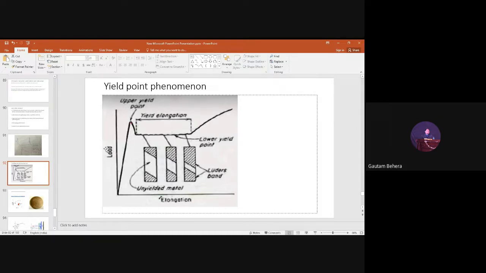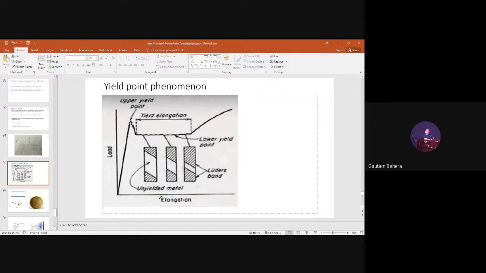You can convert the load into stress and elongation into strain. You know that stress is force by area, and strain is change in length by original length, right? So you'll get this kind of curve. You can see here, this is the upper yield point. In a normal stress strain curve, the curve will go like this, and finally it becomes strain hardened, and fracture will occur.